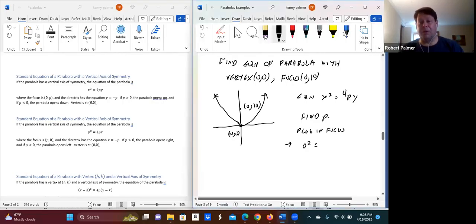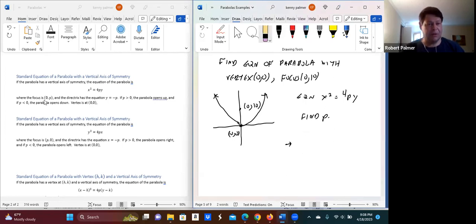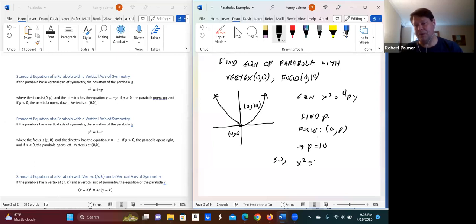So actually, we don't want to plug in the focus. I wasn't thinking correctly. But remember, look at our description. It says our focus is the point 0p. Okay. So we're going to use that instead. The focus is the point 0p. As this implies that p is equal to 10. Okay. So our equation is x squared is equal to 4 times 10 times y. And of course, that's just going to be x squared is equal to 40y.